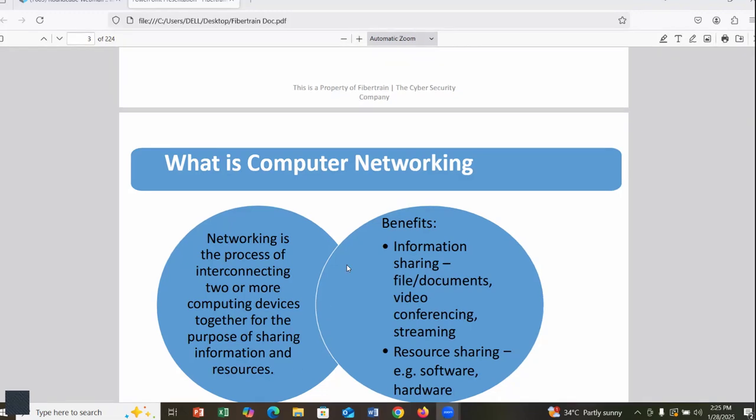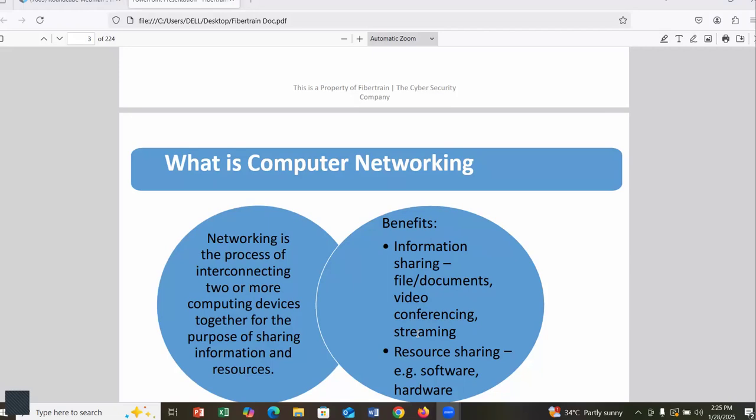So the next thing here is the benefit of a network. The first benefit of a network is information sharing, and the second benefit is resource sharing. When we're talking about information sharing, what are examples of information sharing? We have files and documents, and we have video conferencing and streaming. Those are examples of what information sharing is.